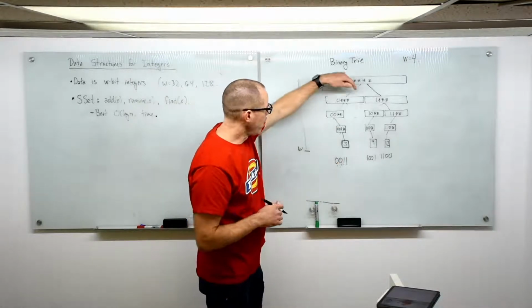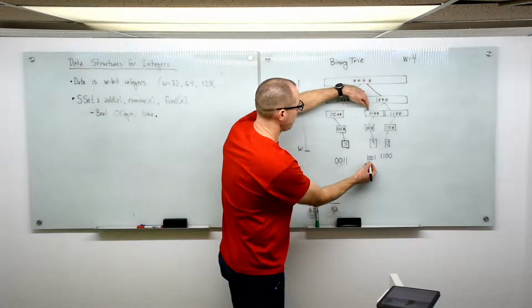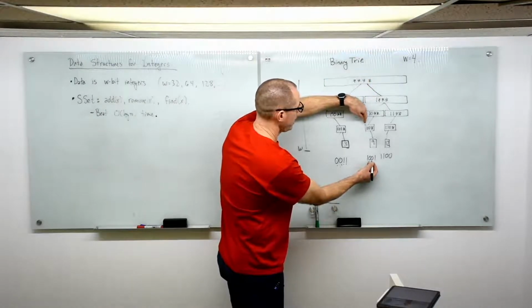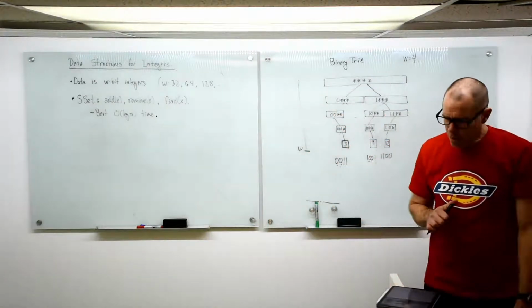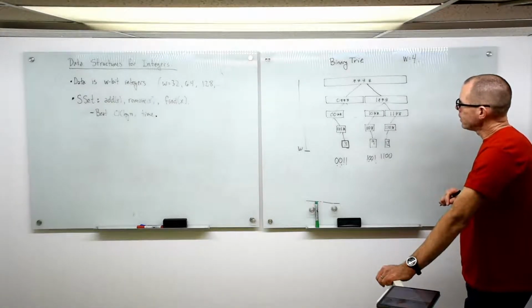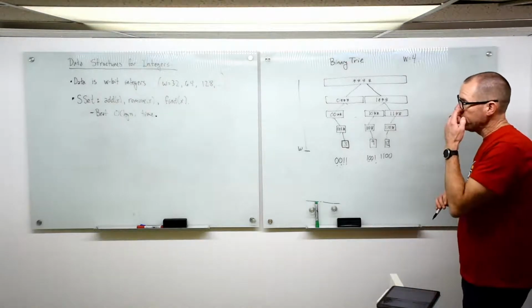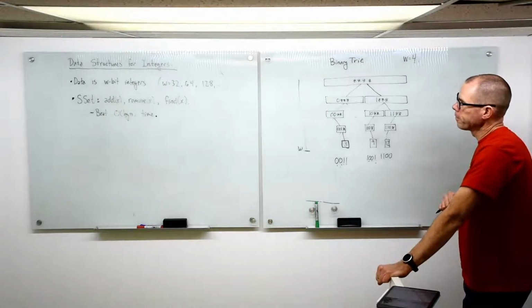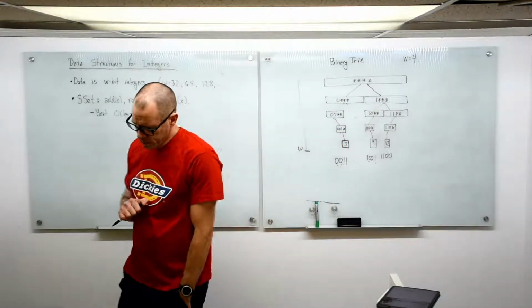And similarly, for 9, we see a 1, so we go right. Next is a 0, so we go left. Another 0, so we go left. And then a 1, so we go right. Very simple thing. Unfortunately, it doesn't do much for us. So you could imagine that it's kind of easy to add things to a binary trie.